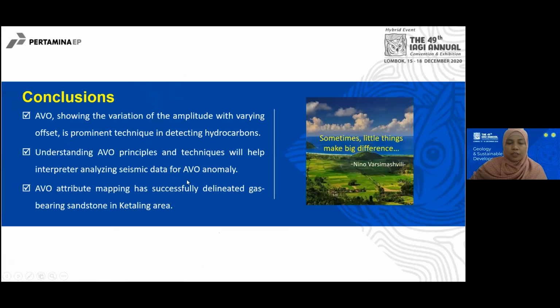And here to close my presentation, I have a quote by Nino Farsimasili: sometimes little changes can make a difference, which refers actually to one of the pitfalls of the AVO method, where even small gas saturation can have big amplitude response in our seismic.